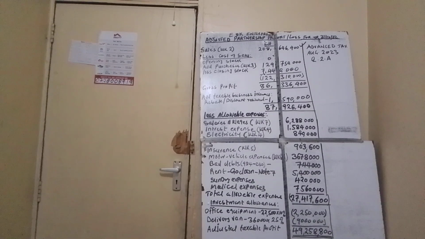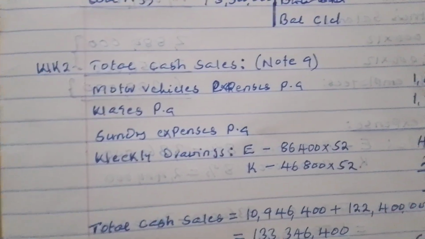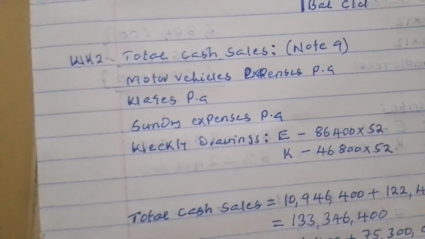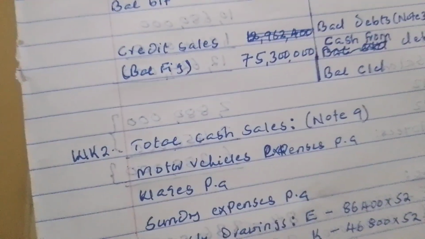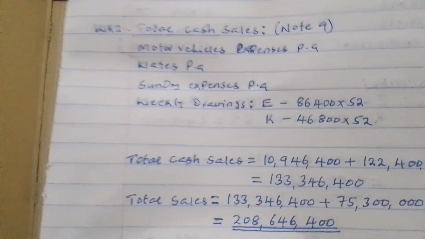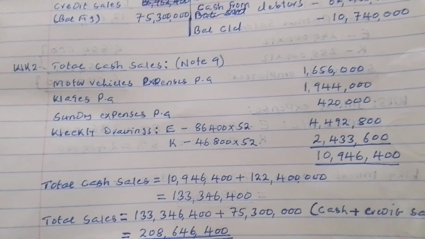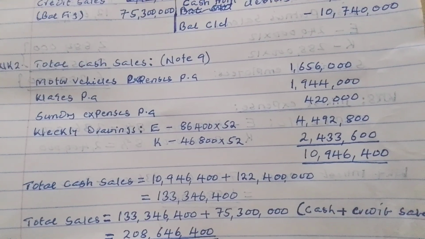When I say working number 2, how did I get 208,646,400? Just need to look at working number 2 there. You can see what we have tried to do. We have taken the total cash sales. You find that in note number 9.